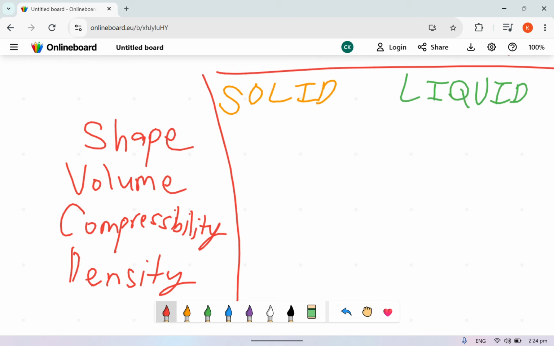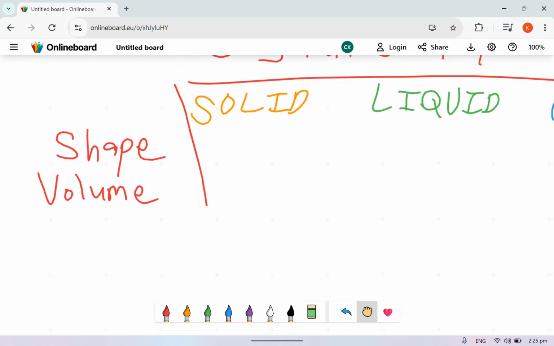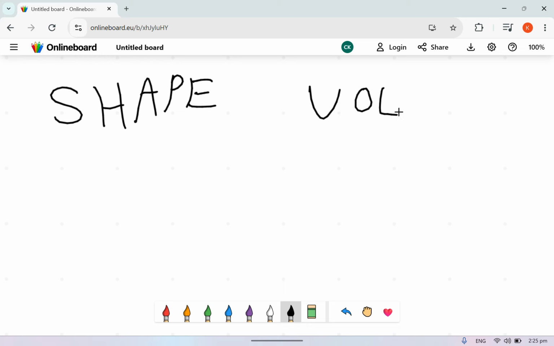Okay, now these 2 are a bit more complicated, so I'm gonna go through them later. Firstly, let's talk about shape and volume. Okay, that's the easiest one. Now, let's define shape and volume first. What is shape and what is volume?